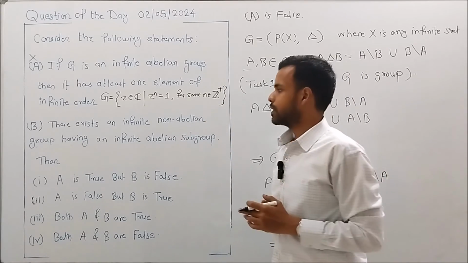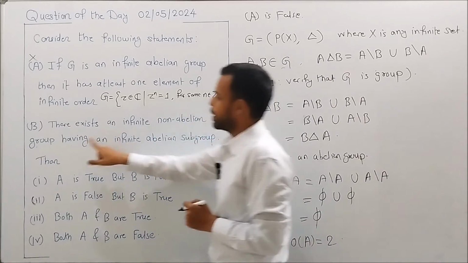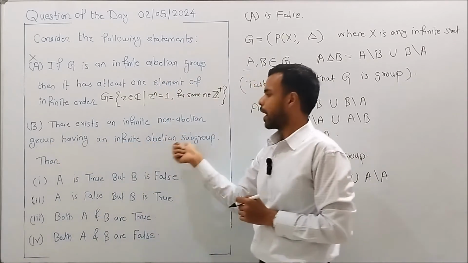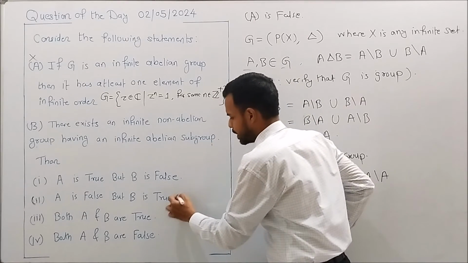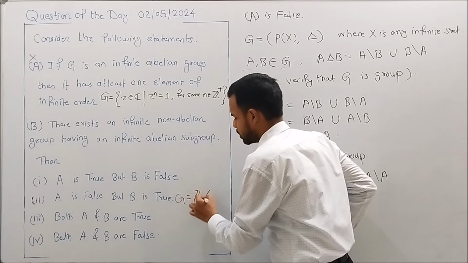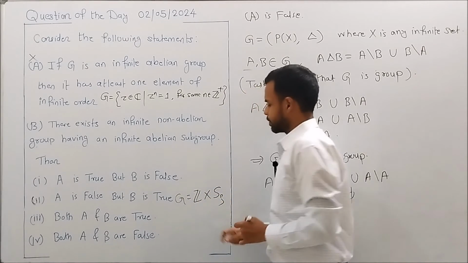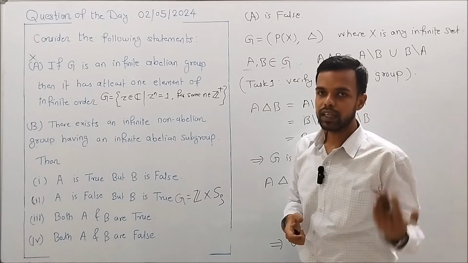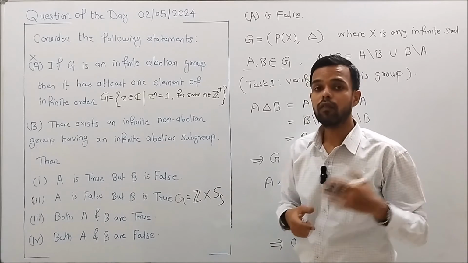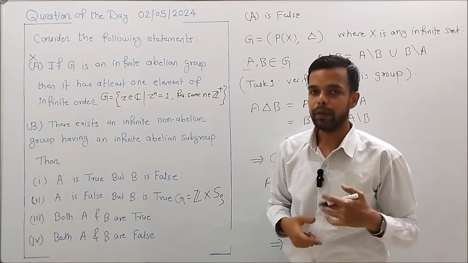Now, let's verify the statement B. There exists an infinite non-abelian group having an infinite abelian subgroup. Yes, for example, take G equals the cyclic group Z direct product S3. S3 is the symmetric group on 3 symbols. It is a famous example of a non-abelian group, and Z is a cyclic group, and hence it is abelian.